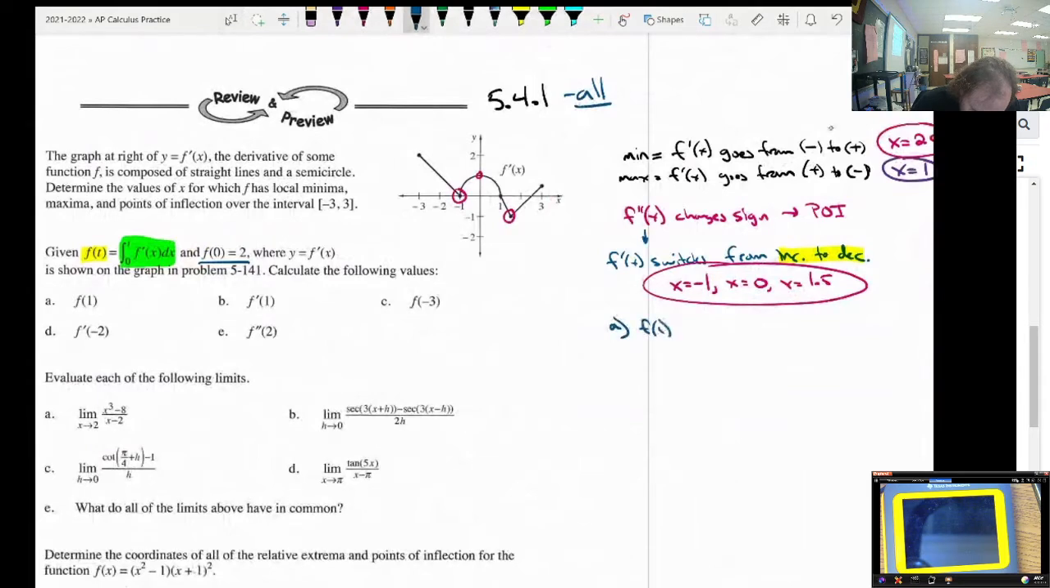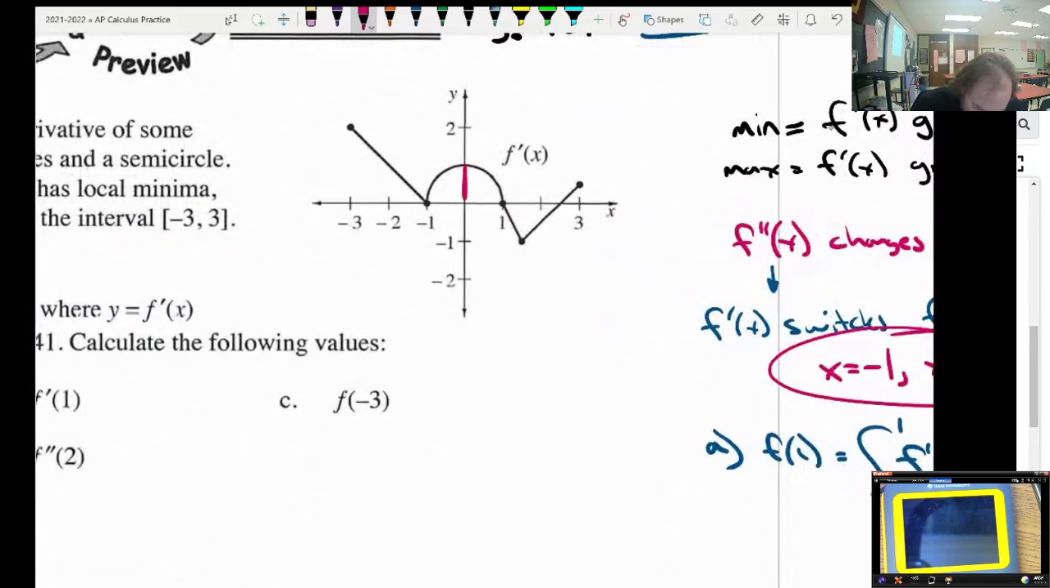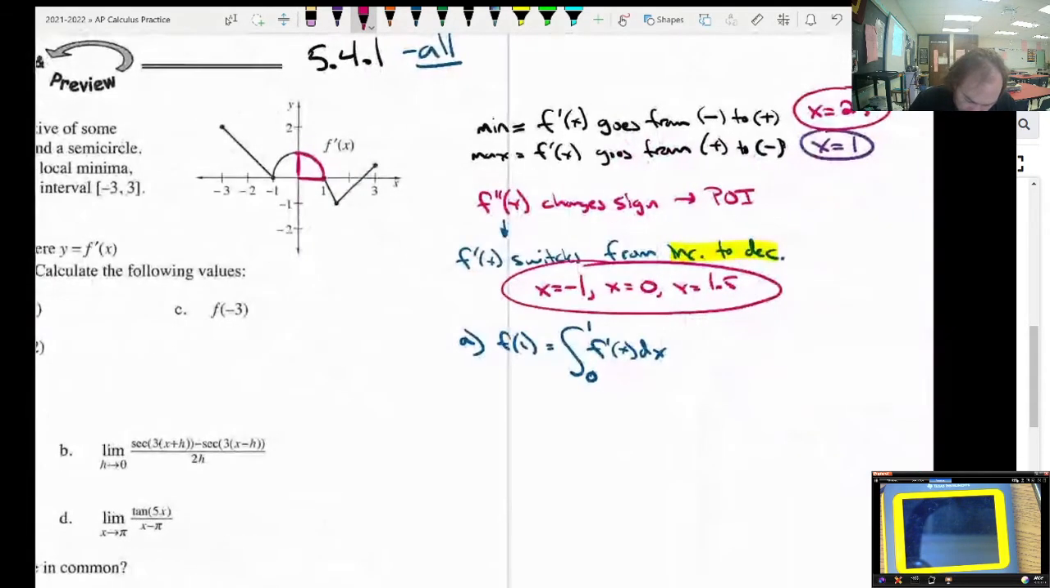F of 1, if you look at the situation they've given us, it's this integral. It's the integral from 0 to 1 of f prime of x dx, which is actually really easy to find because it's just going to be the area under the curve from 0 to 1. And that's relatively simple to get just by using geometry, because now we're just talking about the area of this little semicircle there. Or, sorry, quarter circle. So the integral from 0 to 1 of f prime of x is going to be 1/4 of pi times 1 squared, or in other words, pi over 4.